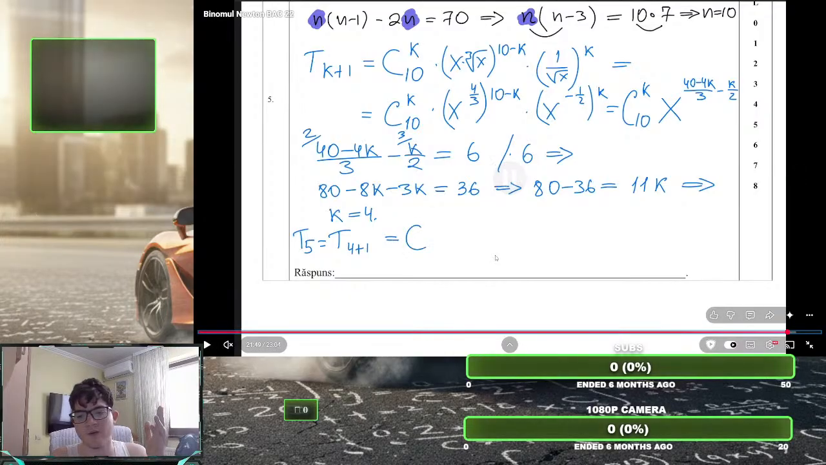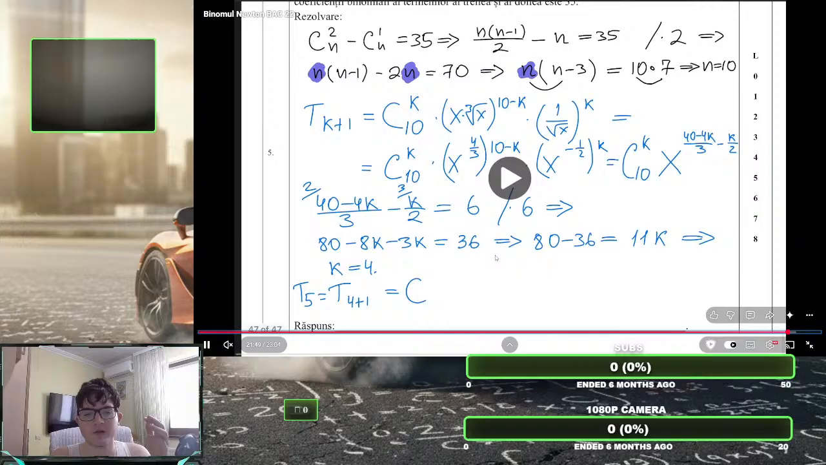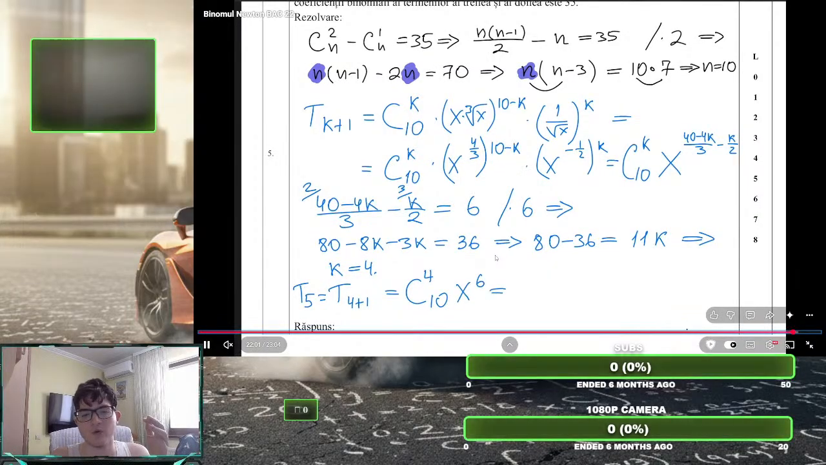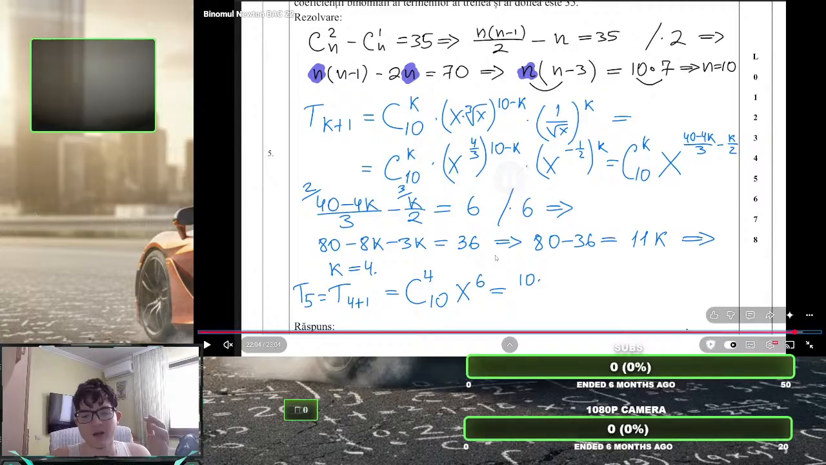So now T5, 4 plus 1. C, we have an n, which is 10. C(10,4). And x to the power of 6 right there. Boom. On top we have 10 times 9 times all the way till 6. I mean till 7. What? Why till 7, bruv?